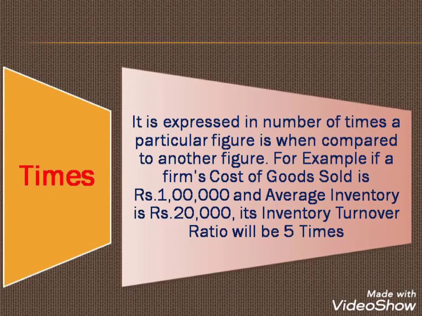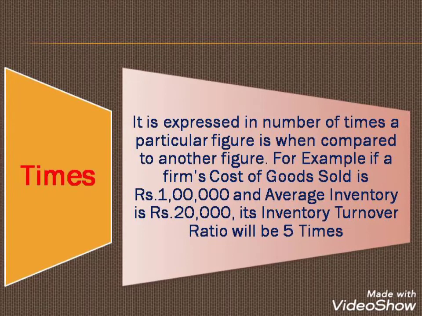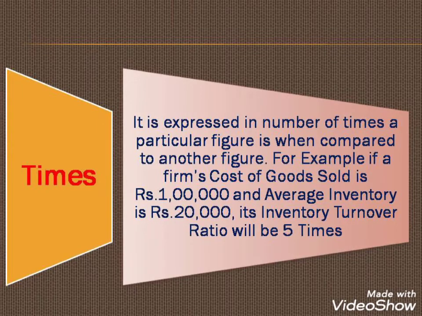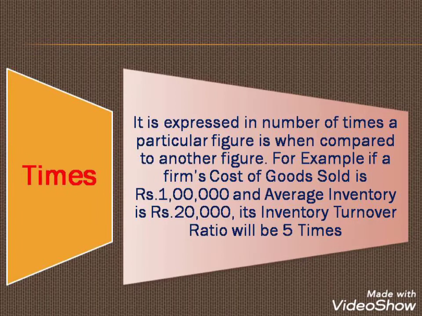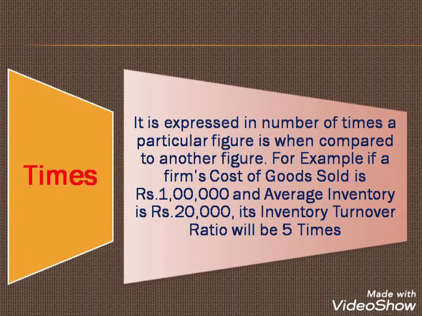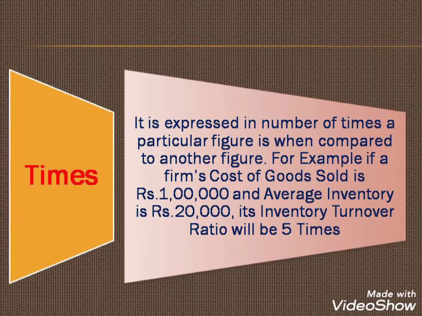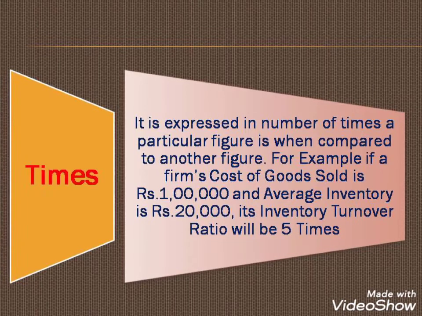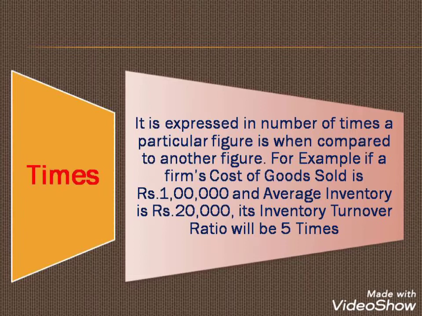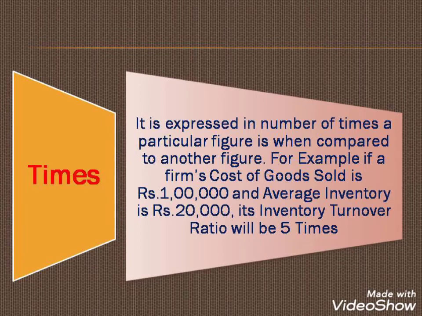Times. A ratio can also be expressed in number of times when a particular figure is compared to another figure. For example, if a firm's cost of goods sold is rupee 1 lakh and average inventory is rupee 20,000, its inventory turnover ratio will be 5 times. Here, the cost of goods sold of rupee 1 lakh is being divided with the average inventory of rupee 20,000 to arrive at the figure of 5 times. Here, the cost of goods sold is 5 times more to the average inventory.